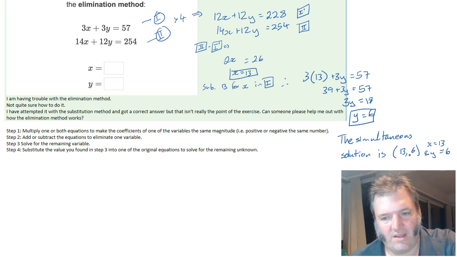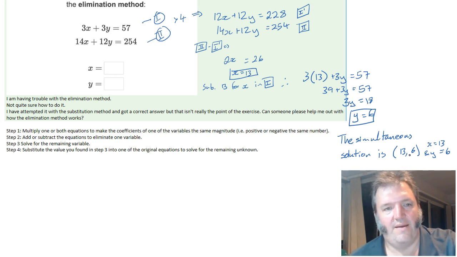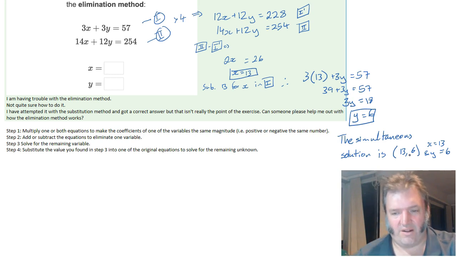We could check it in the other one. What do we got? 13 14s, 169 plus 13, 182, plus 6 12s are 72, 182 plus 72, 254. Yep, so we know I got it right. Do that checking. It's always good for you. You don't have to write it down, but get in the habit of doing it in your head.